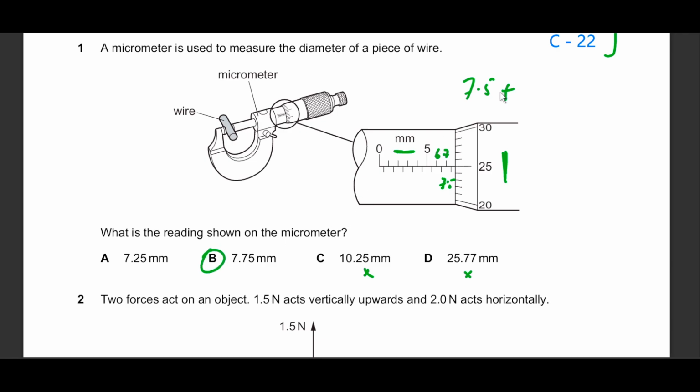But let's look at the procedure. The line that coincides with the main scale is 25. Multiply this with 0.01. We get 0.25, which gets added into this number for the main scale, which will be 7.75 millimeters. So the answer is B. Either you calculate this or save time by guessing it.